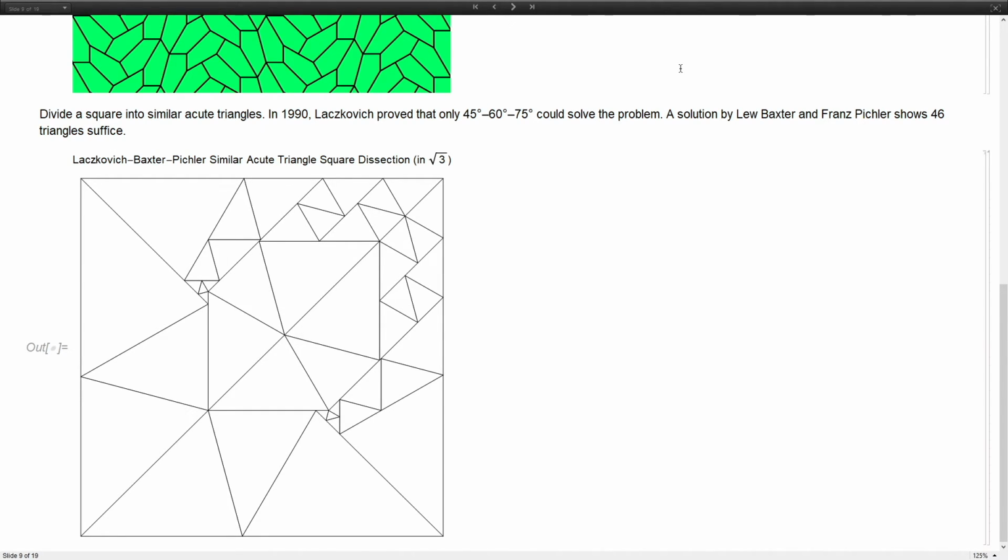I actually paid for this solution. I had a contest for whoever could do it with less than 100 triangles, they would get that number of dollars minus the number of triangles they used. So I had to pay $54 for this solution.